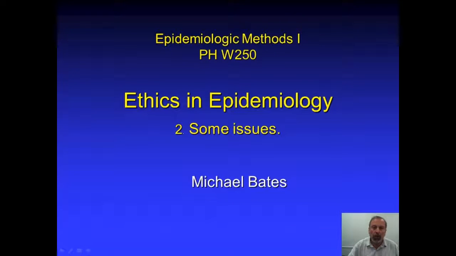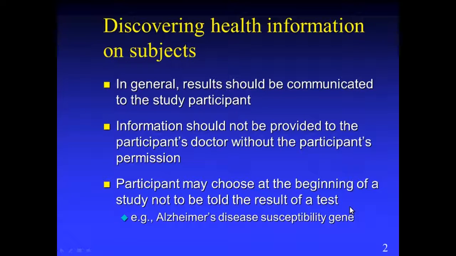In this, my second talk on ethics and epidemiology, I'm going to talk about a number of issues that not uncommonly arise, and this includes what to do with medical data on a participant, particularly if we find something is amiss, what to do if others want to obtain our data to analyse it for their own purposes, and also some publication issues that often arise in epidemiology.